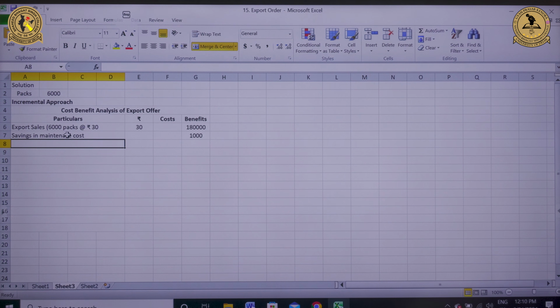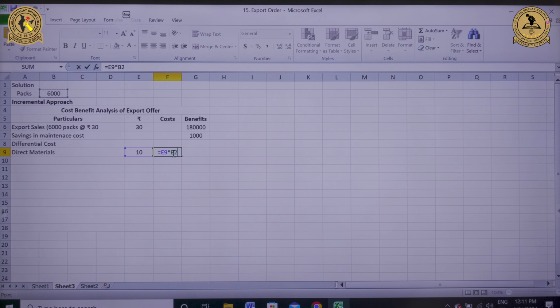Now I need to record all the differential costs. It's given that direct material cost is Rs 10 per pack. So I need to write equals to, select this cell E9 multiplied by 6,000 packs, that is B2. Now I know that for the other elements of cost also I need to multiply by 6,000 packs. So I can fix this 6,000 by putting a dollar sign in front of B, and another dollar sign between B and 2, and press enter. The amount comes out to be 60,000.